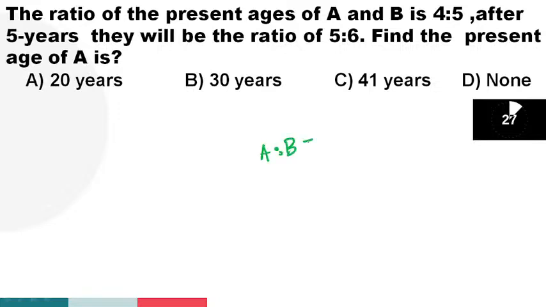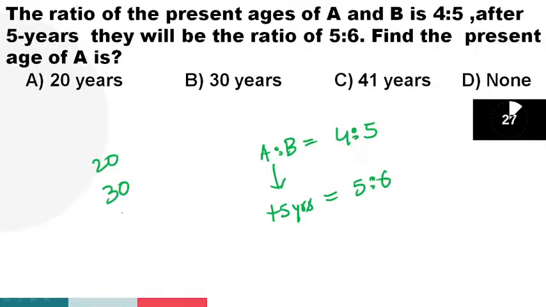A is to B is 4:5. After 5 years, the ratio is 5:6. The first option is 20. Second option is 30, and third option is 41.